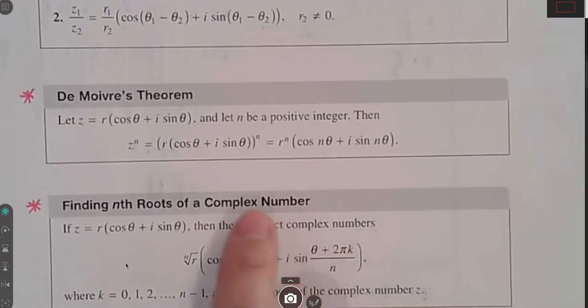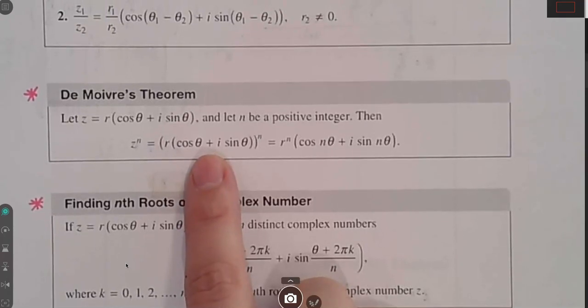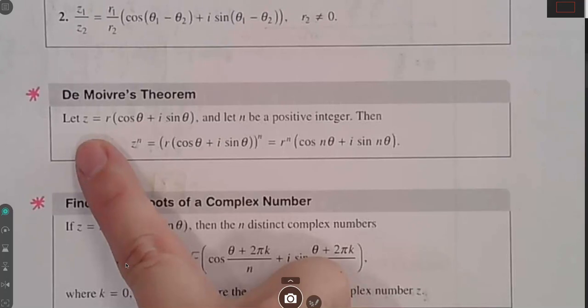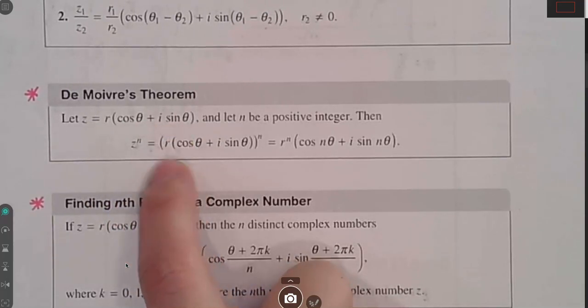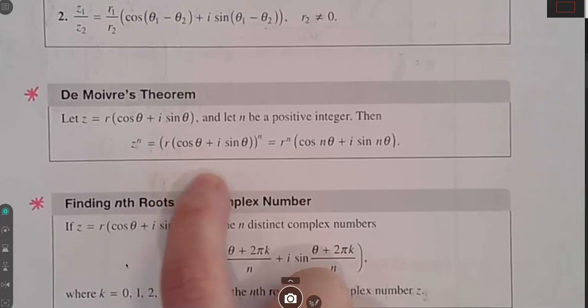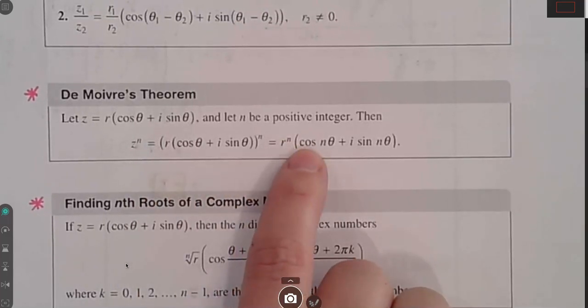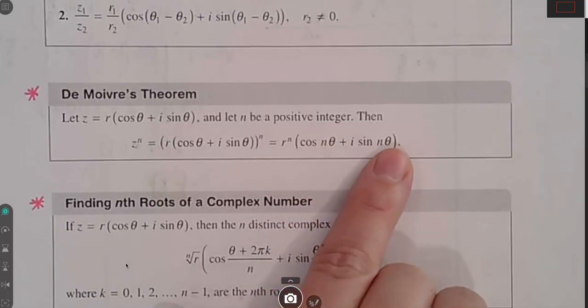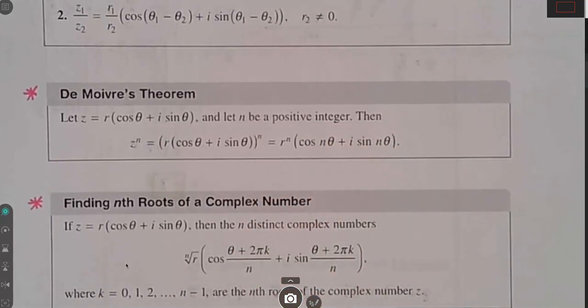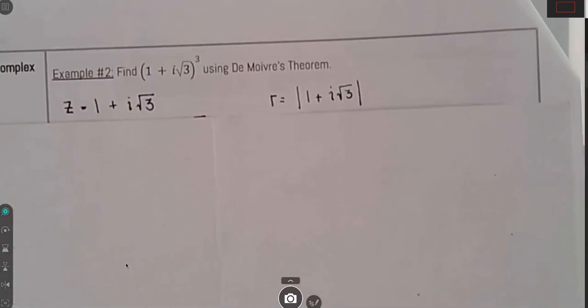All right, so example number 2, I'm going to jump back here real quick. We are going to be using this theorem for example number 2, okay? So z equals r cosine theta plus I sine theta. If you raise z to some power, it's the same as raising r to the n power and then multiplying theta by n inside each trig function. Okay, so I'm going to get you guys started on this one, and then I'll let you guys take it from there.